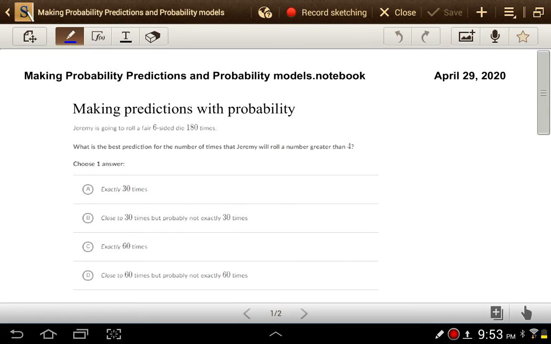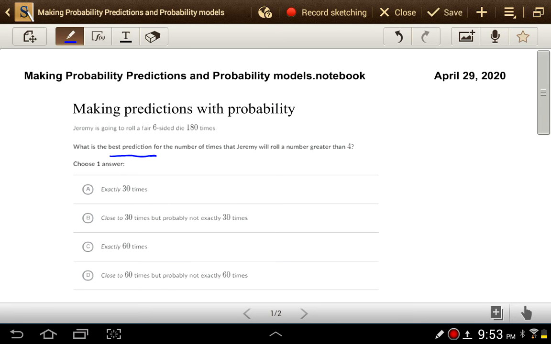Welcome to our video on making probability predictions and probability models. So today we're going to first talk about making predictions with probability, and there's a really important hint that I'm going to go over in this example 1 that you're going to want to listen to help make sure you get them all right. The first thing is it's asking for what is the best prediction, so that's key.